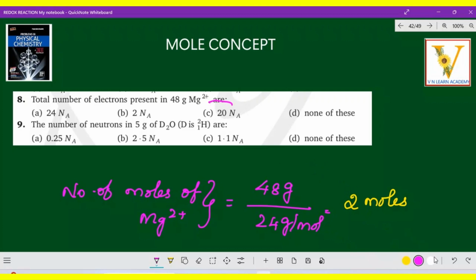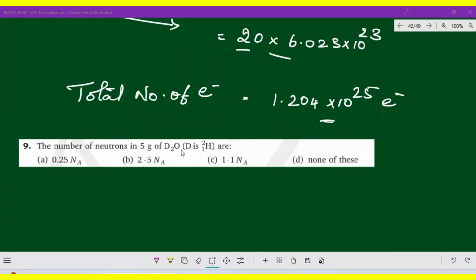Come on, let us go to the next question. Here only the next question is. Option C is the correct option. The next question is number of neutrons in 5 grams of D2O.